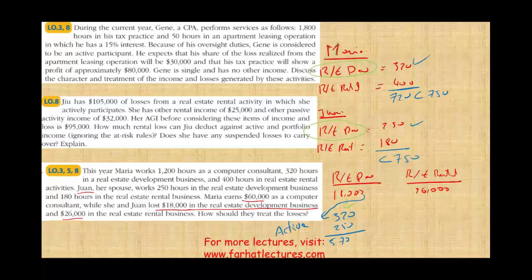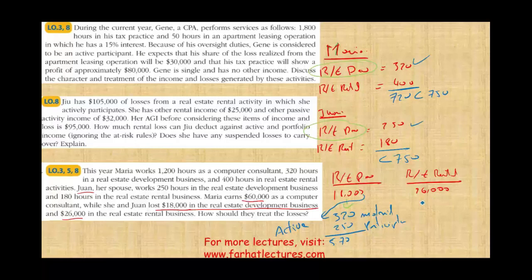So they cannot be considered real estate professionals, because they cannot combine the hours for the 750 test. They can combine the hours for material participation, but not for the professional real estate test. They cannot combine their hours. Therefore, they cannot be considered real estate professionals.